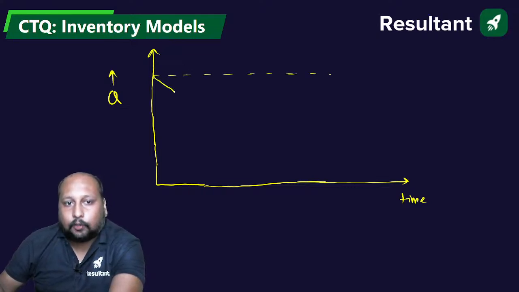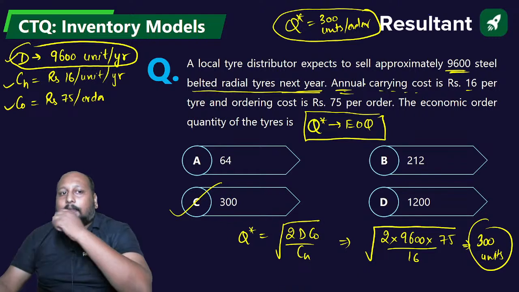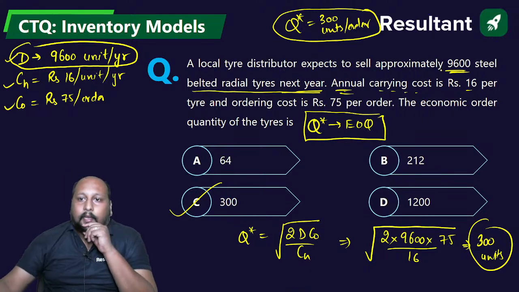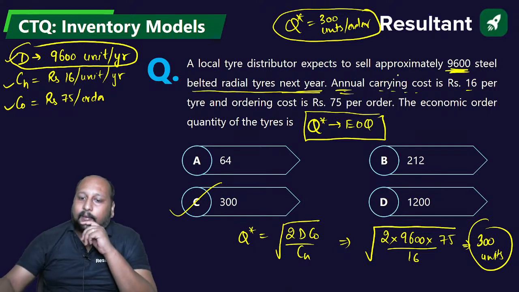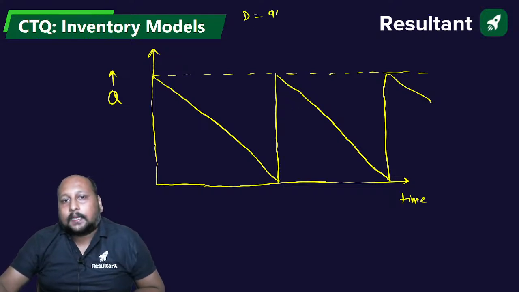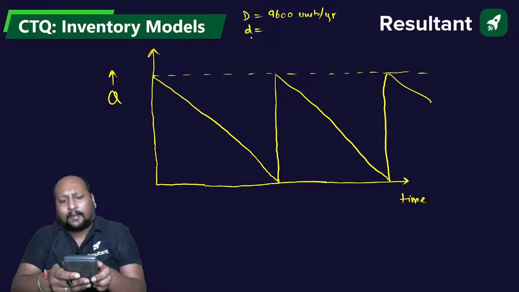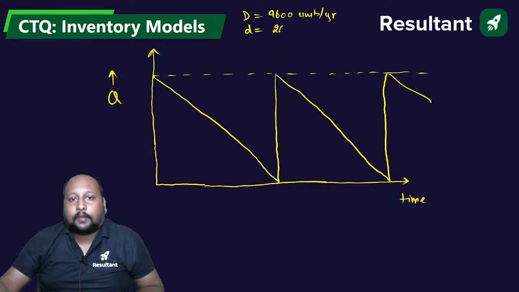Because we are talking about basic EOQ, this will be the diagram. Only one cycle will be drawn. Okay? It will be repeated like this. Now, tell me one thing. If 9,600 is the annual demand, what is the daily demand? Anyone? If 9,600 units is our annual demand, can we say daily demand will be equal to 9,600 divided by 365, that is 26.3 units per day. We have already calculated this.